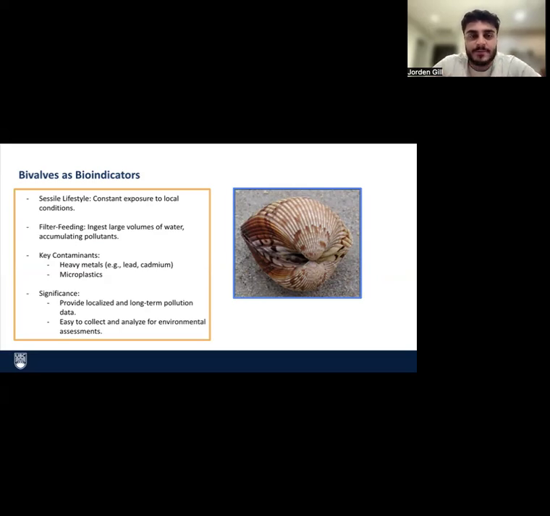What's especially significant is their limited role in enzymatic activity when it comes to metabolizing certain pollutants, like persistent organic compounds, like hydrocarbons, for example. This ensures that pollutants that they accumulate accurately reflect the contamination levels of their habitat rather than being altered internally.